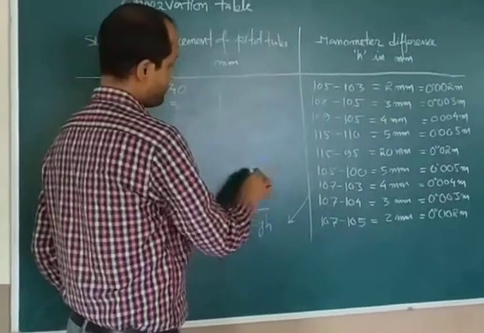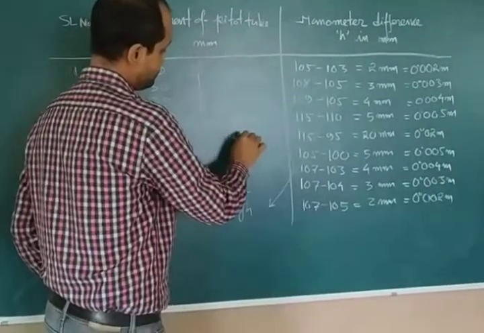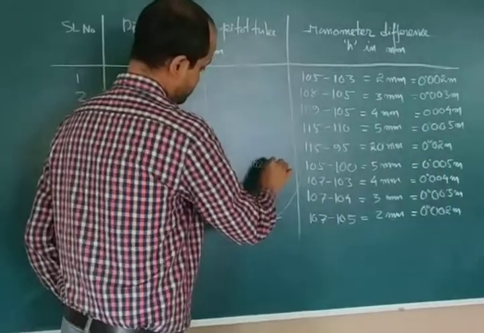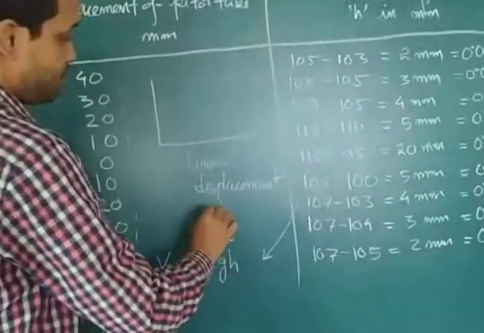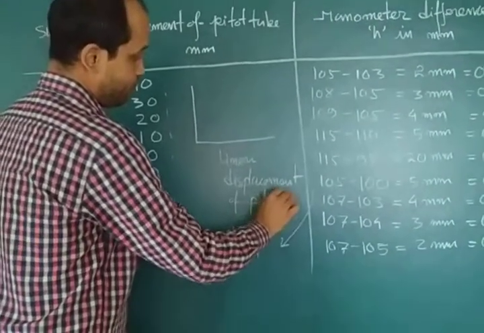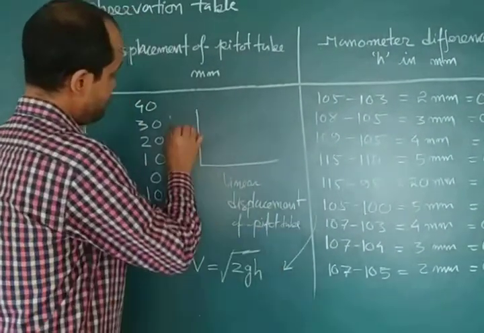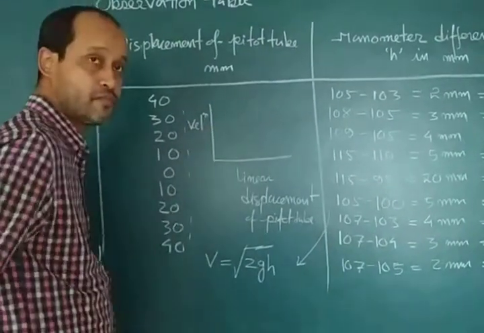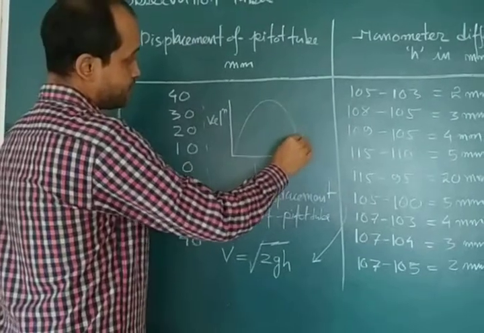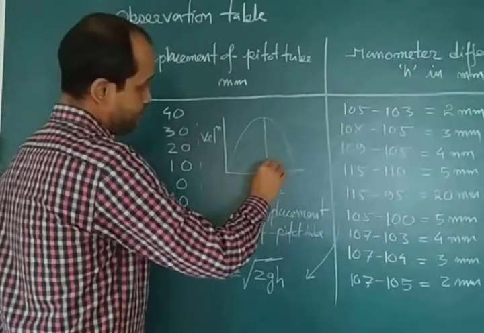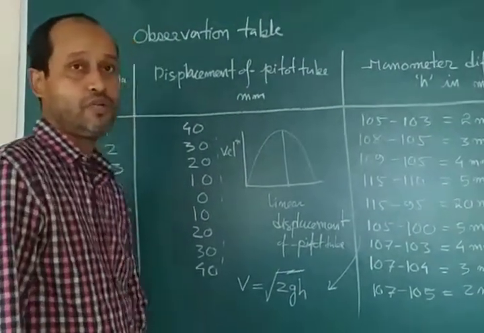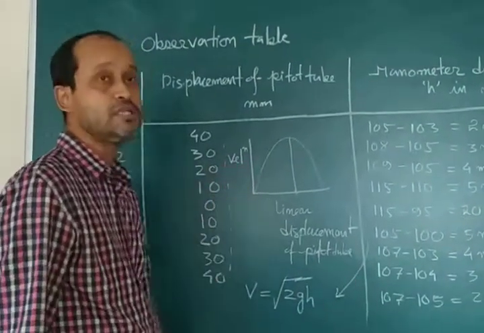displacement of this. So this is called linear displacement of the pitot tube. Here velocity. So here you get the graph like this. So in the middle, the velocity is maximum. So that is the experiment. I hope you understand the whole setup. Thank you.